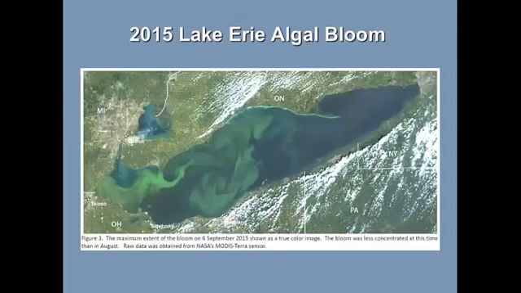Many of you are familiar with Lake Erie, but I'll give a very quick background. This is a MODIS satellite image from September 2015, showing the maximum extent of the bloom from the western basin and then continuing out into the central basin, with 2 different types of cyanobacteria here.